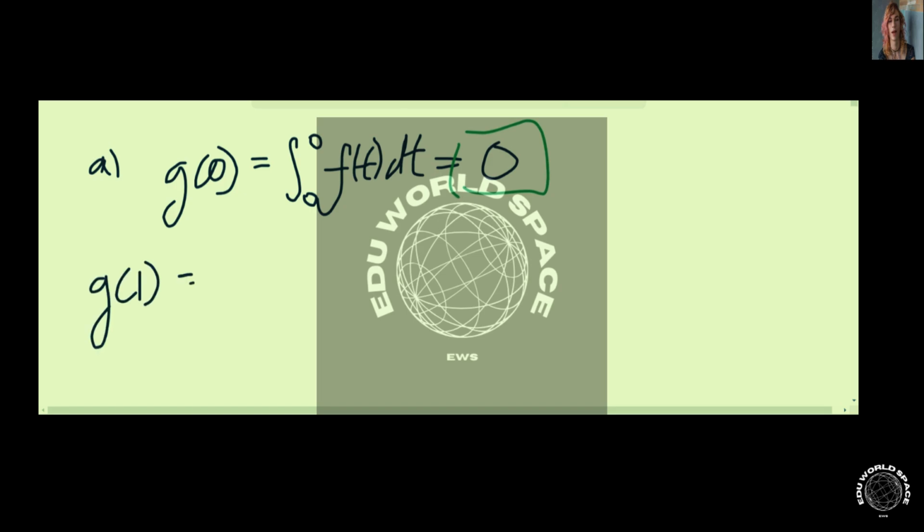G of 1 is the integral from 0 to 1 of f of t dt. Looking at the graph of f, the area under this part of the graph is 2 whole squares, and so this is simply 2.